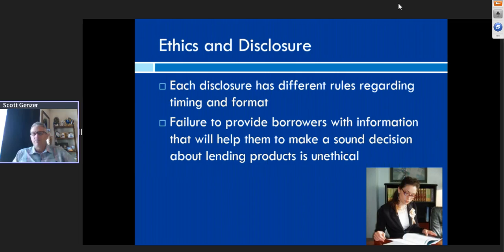All right, ethics and disclosures. We've seen a ton of disclosures yesterday and Monday, right? All these disclosures have different rules regarding the timing and the format and the purpose, right? The purpose is to give borrowers information that should help them make a sound decision about lending products, as well as what their rights are. All right? Failing to provide them with all these notices is a violation of ethics.